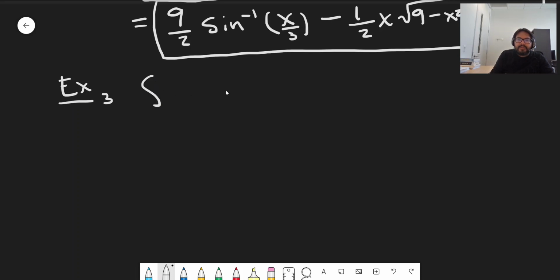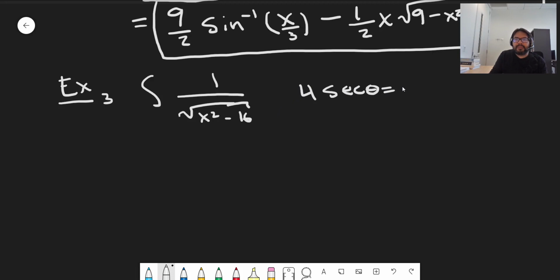So here we have the integral of 1 divided by the square root of x squared minus 16. Now here, basically you have that the a is 4, so I'm going to have 4 secant of theta equals x. Now, I know that this is going to be secant squared minus 1, which is just tangent squared.